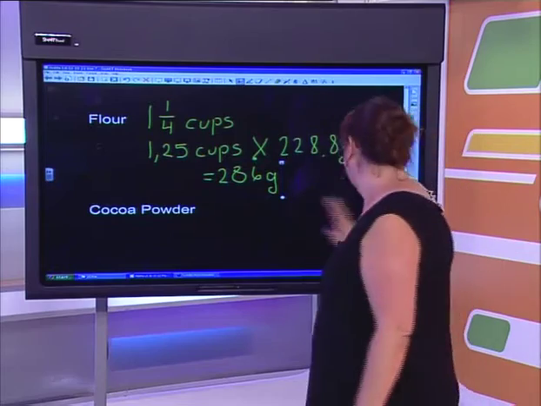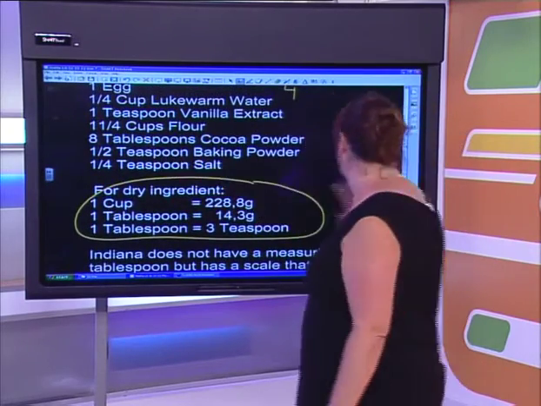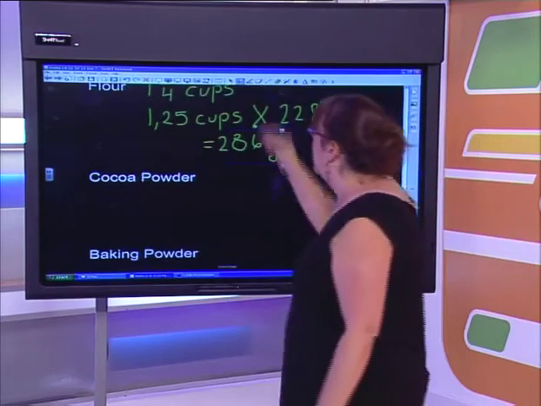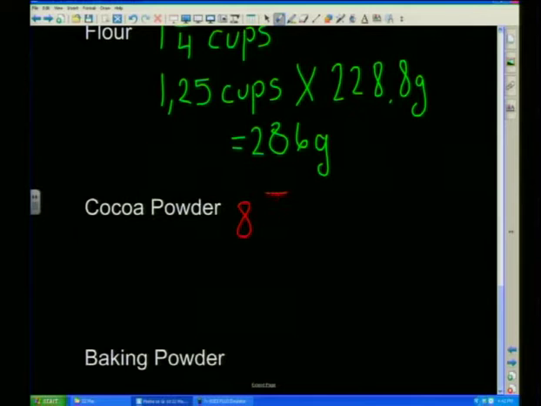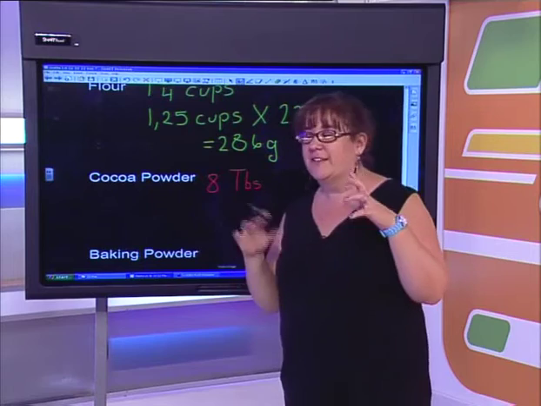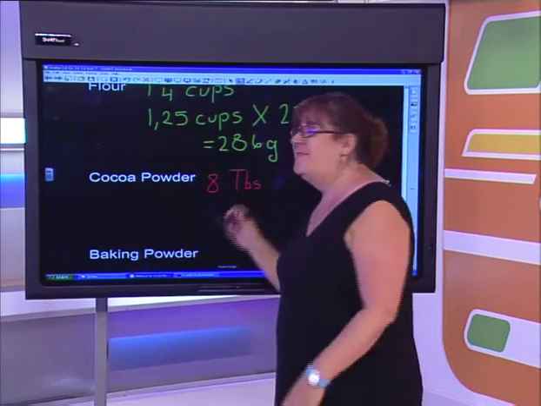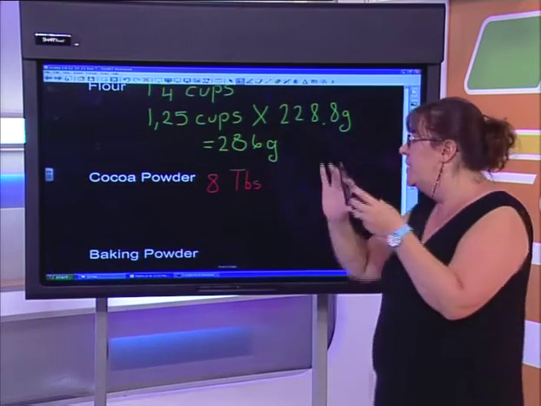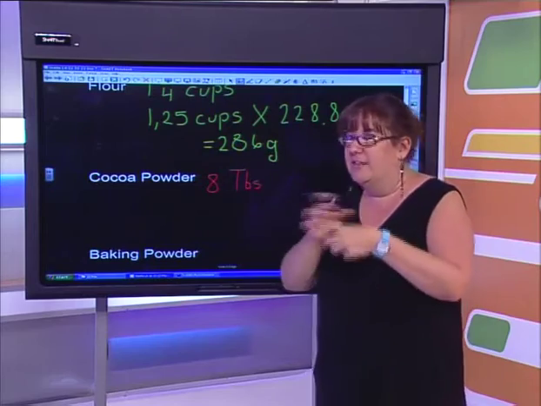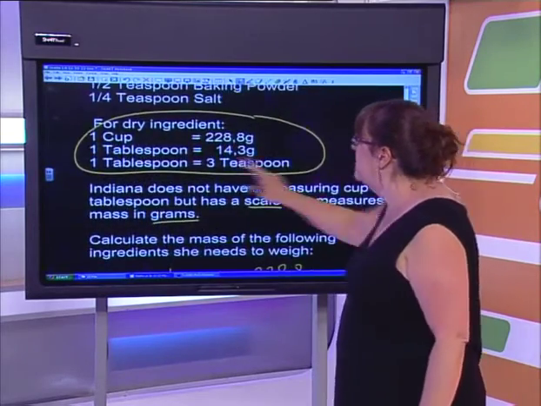Let's try cocoa powder. How much cocoa powder do we need? We need 8 tablespoons. I'm going to change my color again just because I can. So we need 8 tablespoons. And just notice my abbreviation. Tablespoons has to be with a capital T, otherwise it looks like a teaspoon. So small t, teaspoon, big T, tablespoon. So 8 tablespoons of cocoa powder, and now we need, how much was a tablespoon?